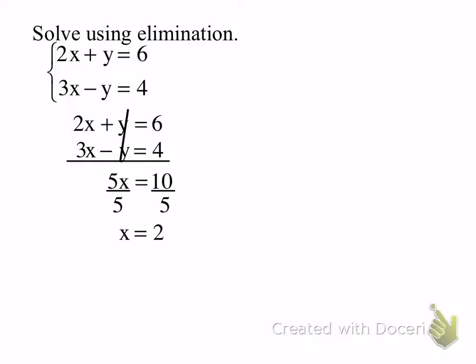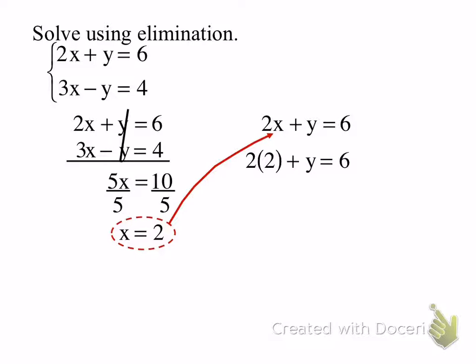Now I go back to either original equation, and notice I'm going to draw the arrow because that leads the reader, to show them I'm going to substitute here. So I get 2 times 2 plus y equals 6. 4 plus y equals 6. Subtract 4, and y equals 2. So, Billy, what would the solution be? 2, 2.